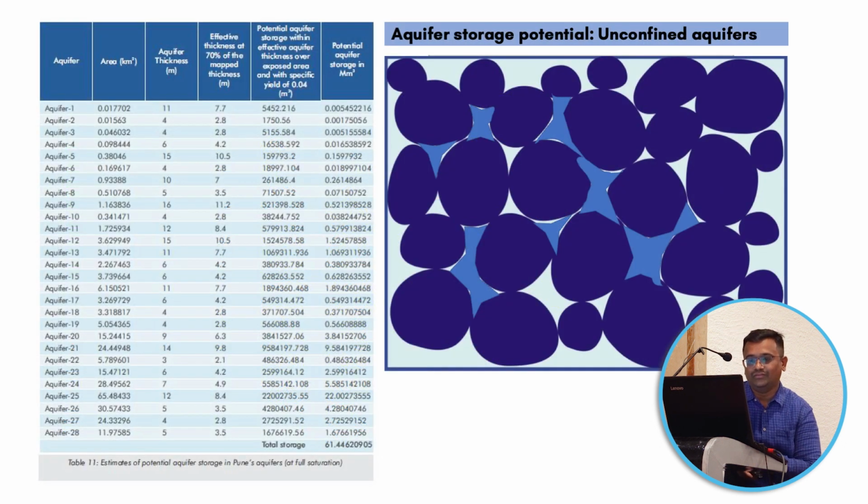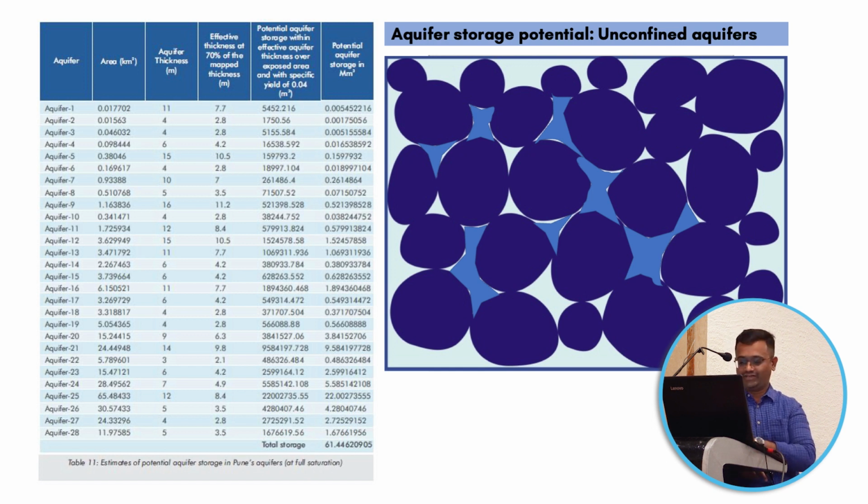Then we came up with the water balance. So we calculated the aquifer storage potential. So these are the number of aquifers, 28 number of aquifers. The area of each aquifer that we got from the GIS platform, from this map, the area of each aquifer. Then there was a thickness of each aquifer that we got from these cross sections or the actual mapping. So area multiplied by aquifer thickness is the volume of aquifer.